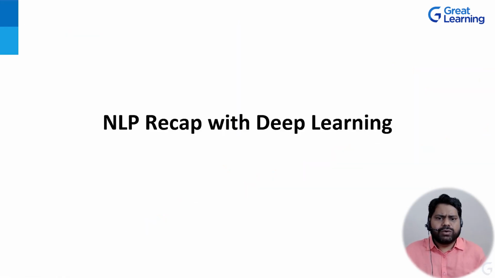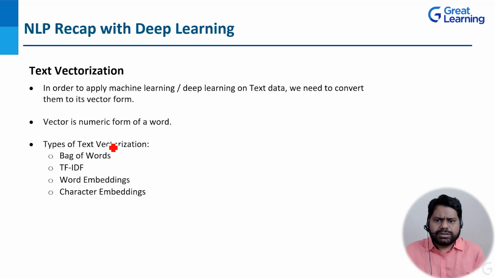Before we discuss what a sequence to sequence model is, let's recap and try to understand the natural language processing concepts in deep learning. There is a concept of text vectorization. Any machine learning model, be it random forest, logistic regression, CNN, RNN, LSTM, GRU, you name any model, they work on numerical data. Since NLP deals with textual data, we need to transform the textual data into numerical data.